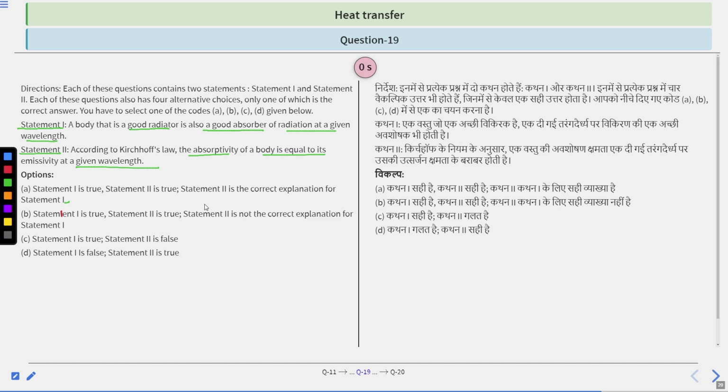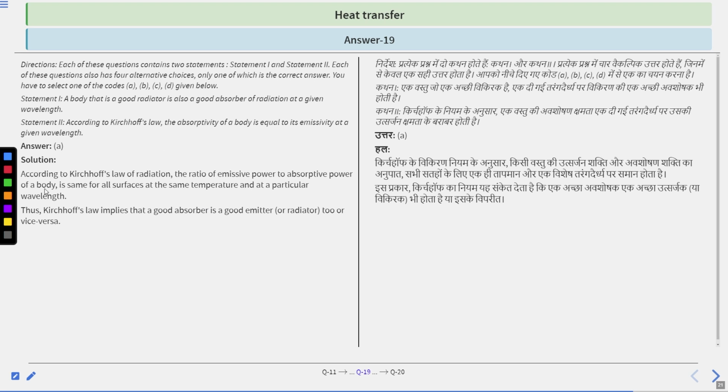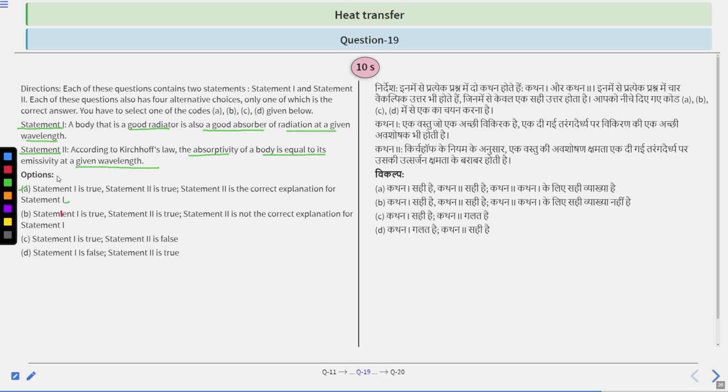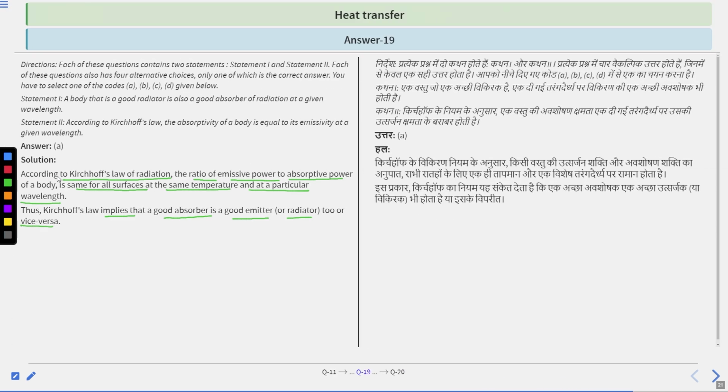Let's find a solution. According to Kirchhoff's law of radiation, the ratio of emissive power to absorbing power of a body is the same for all surfaces at the same temperature and at a particular wavelength. Clear? Thus, Kirchhoff's law implies that a good absorber is a good emitter or radiator, and vice versa. So from this statement, the correct option is A. A is correct. Clear? Next question.